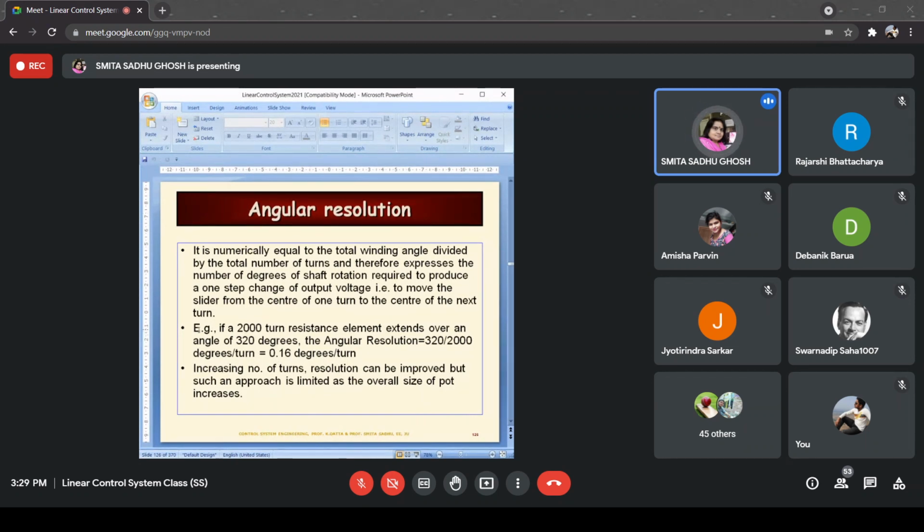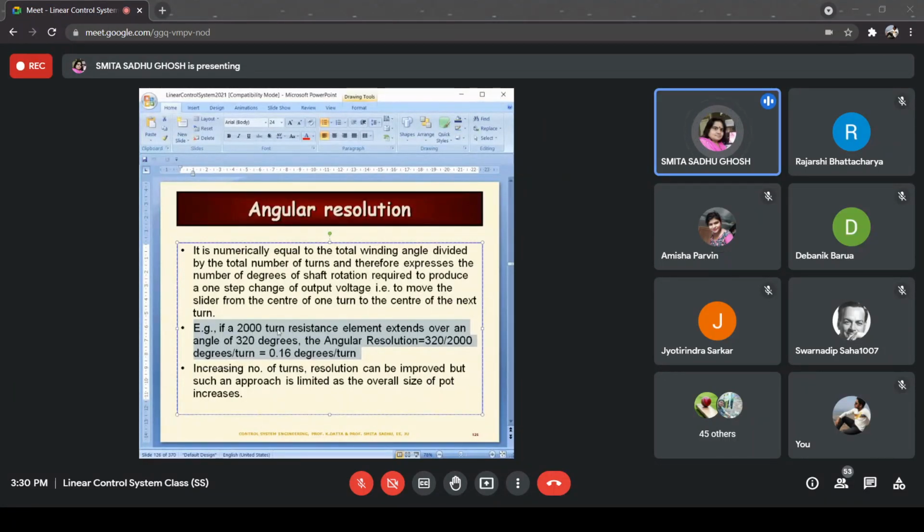Let us say we have a 2000 turn resistance element, and that extends over 320 degrees. For a circular element, you cannot have the full 360 degrees covered, right? Whenever we have angular potentiometers, the angular span is going to be less than 360 degrees, more like 320 or 310 degrees. So for this numerical example, the angular span of the potentiometer is 320 degrees, and the number of turns accommodated within those 320 degrees is 2000.